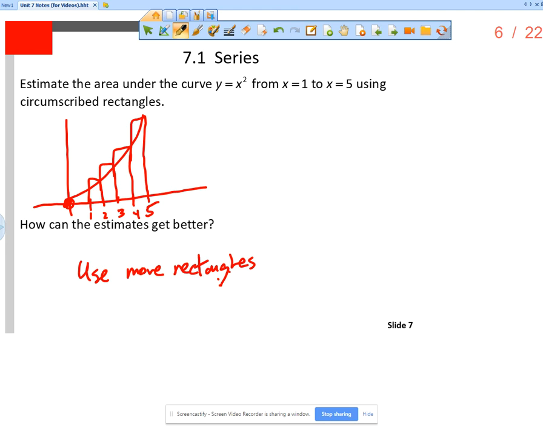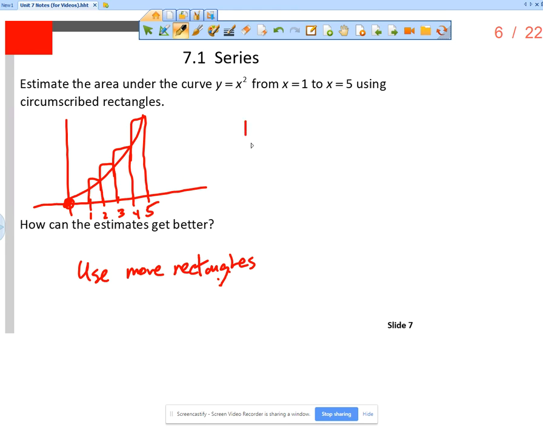Well, okay, so 4 rectangles, can I use more, right? Could I use 8 rectangles or 16 rectangles or 100 rectangles, right? So really the idea is use more rectangles. But what's practical? Well, 4 is practical, right? That's not too bad. So let's actually do this work, right?